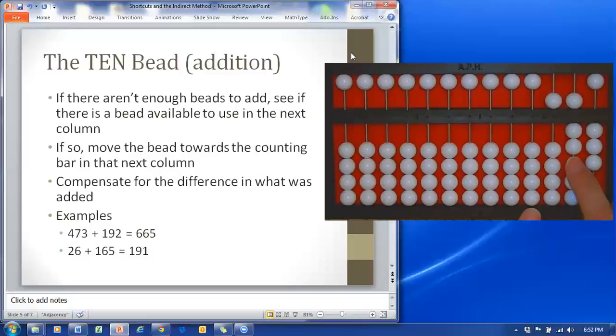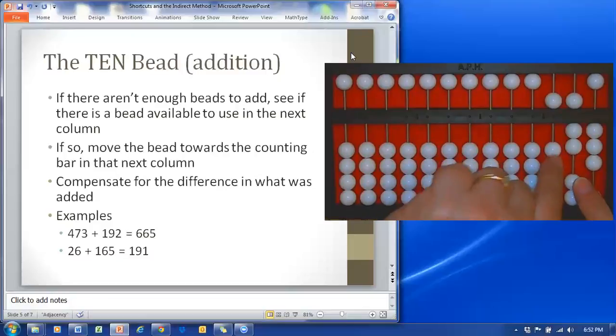In the tens column, I need to add 9 tens, but I only have 2 tens that I can add, so I'm going to help out in that next column. Remember that 100 is really 10 tens. So when I add 1 in that next column, I've really added 10 tens. But I was supposed to add 9 tens. So I'm going to have to pull 1 away to compensate. Now I've added 9 tens instead of 10 tens.